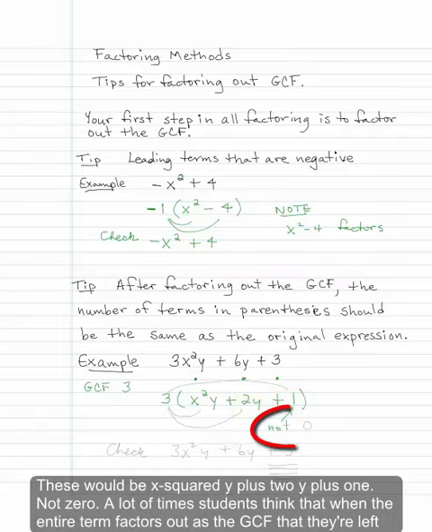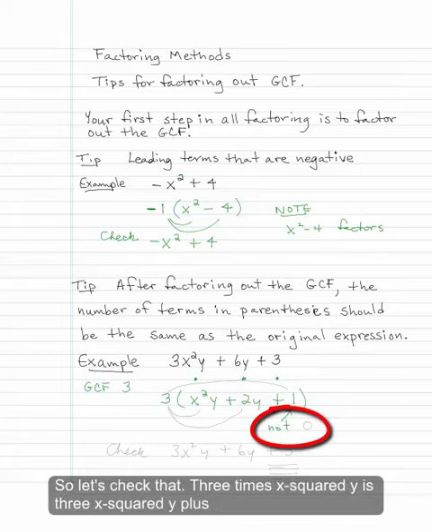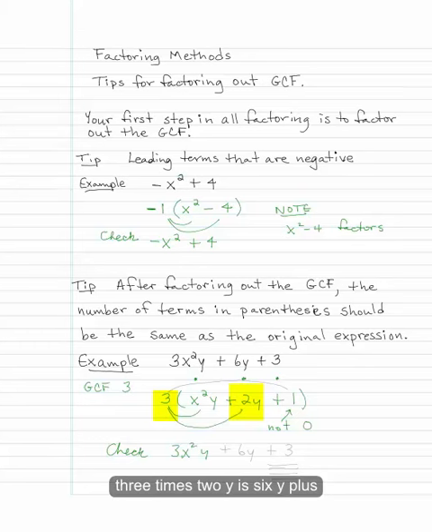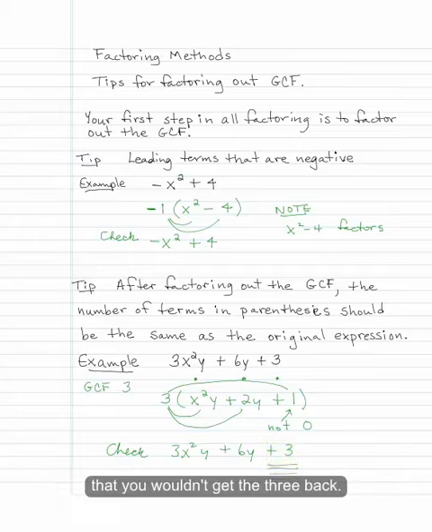A lot of times students think that when the entire term factors out as the GCF that they're left with nothing. But remember, this has got to multiply back to the original expression. So let's check that. 3 times x squared y is 3x squared y plus 3 times 2y is 6y plus 3 times 1 is 3. If you were thinking that that last term in parentheses was a 0, hopefully now you can see that you wouldn't get the 3 back.